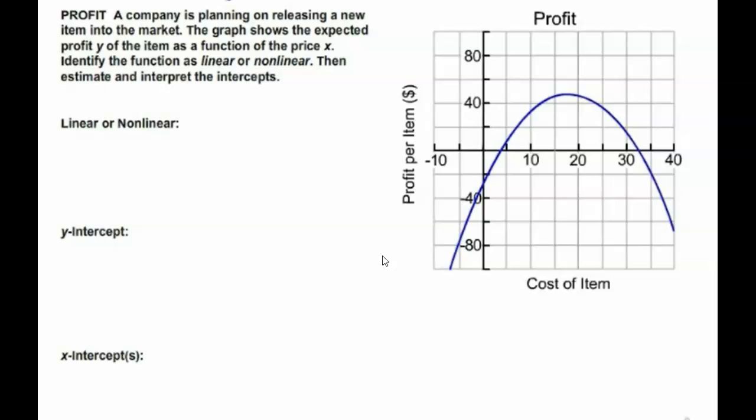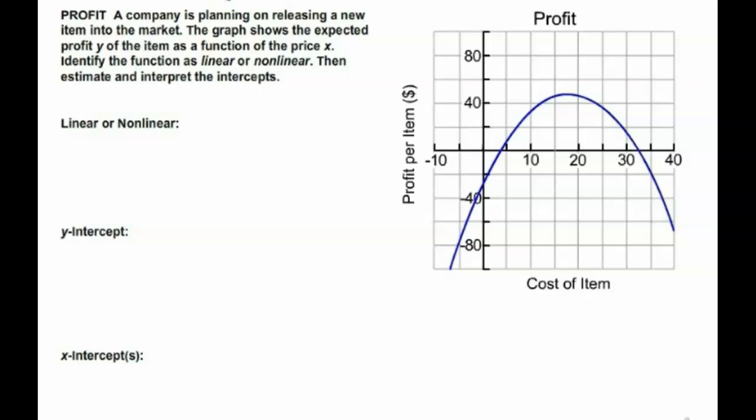So here we go. A company is planning on releasing a new item into the market. The graph shows the expected profit Y of the item as a function of the price X. Identify the function as linear or nonlinear. Then estimate and interpret the intercepts.